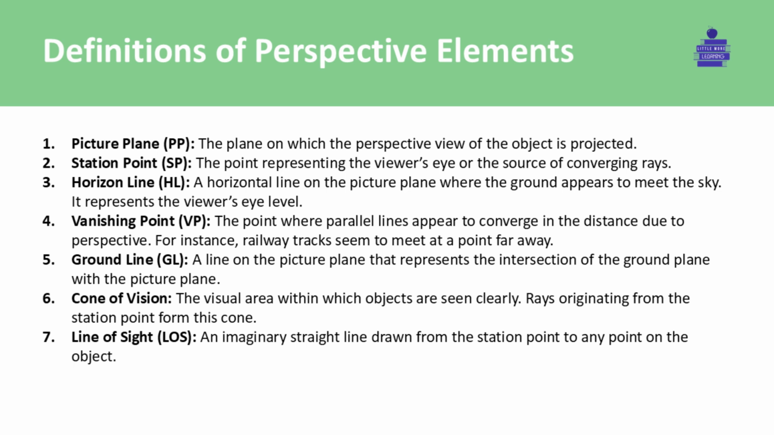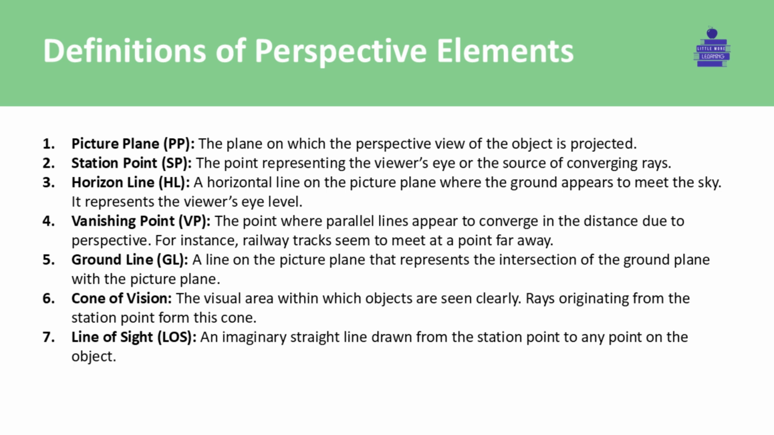Let's break down the essential elements that make up any perspective drawing. Think of these as the building blocks we'll use to create realistic three-dimensional scenes. First, we have the picture plane, or PP. Imagine you're looking through a giant sheet of glass. That's your picture plane. It's where your final drawing will appear. The station point, or SP, represents where you, the viewer, are standing.